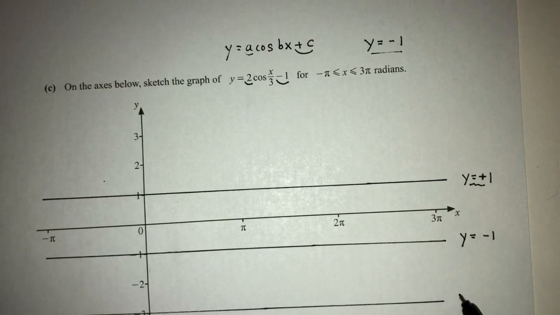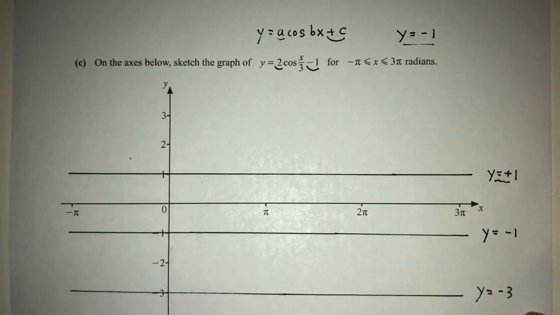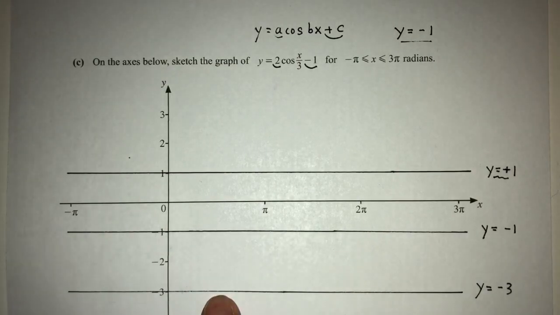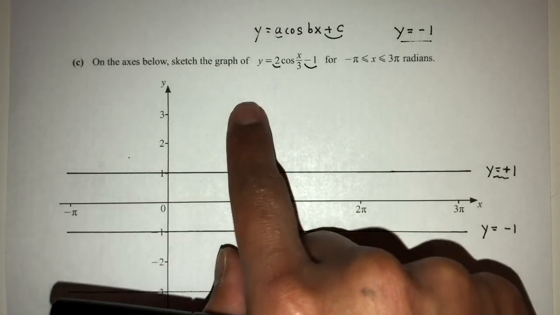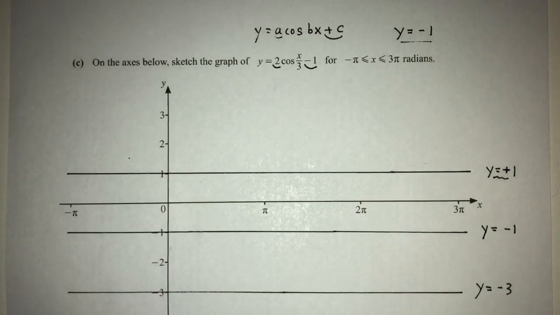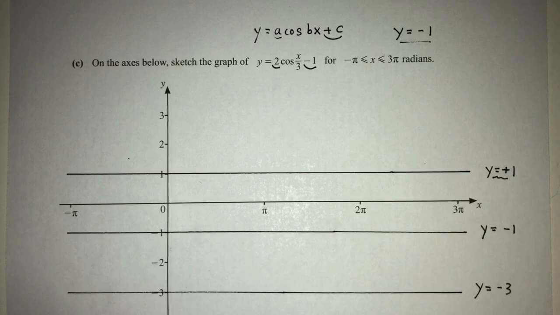So by drawing those two lines, it does help you to know exactly where your curve will be. So your curve will be between the top and the bottom line. You will never go past these two lines. It will always be between these two lines. That's the indication that we have for the curve now.